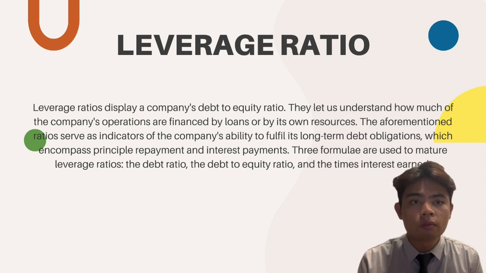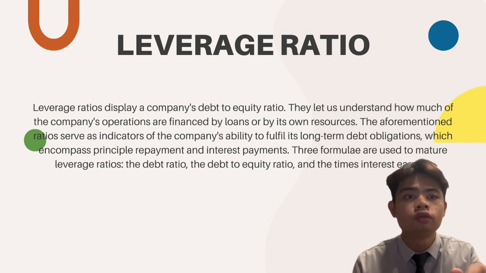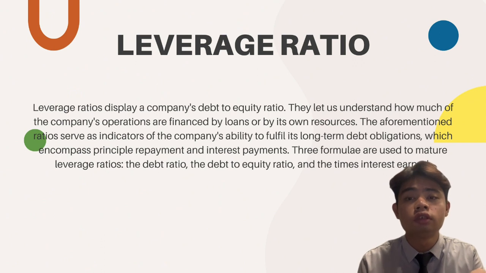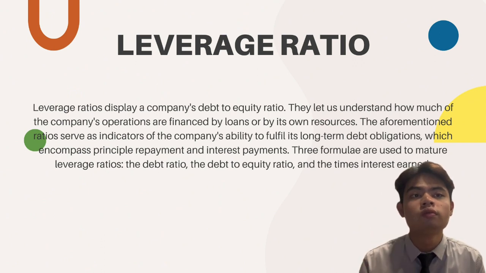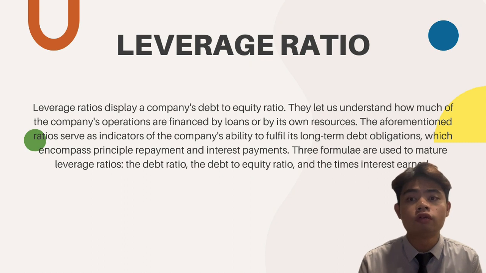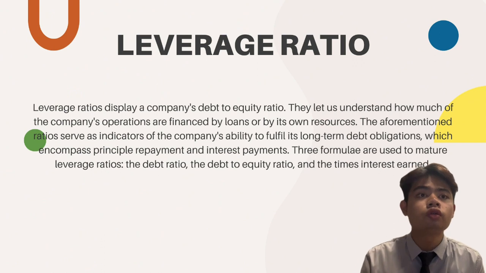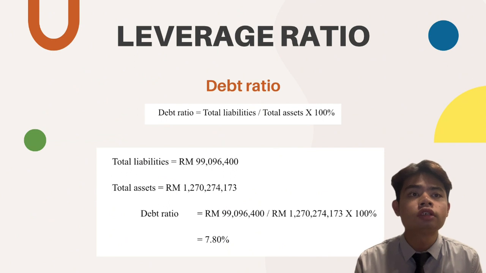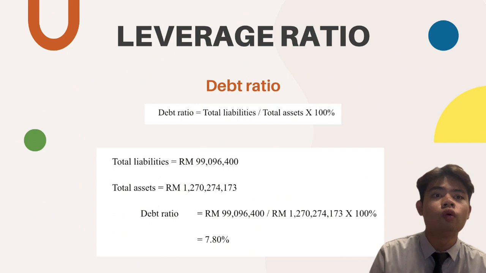So based on the company that we chose, which is Just Resource Berhad, we can find the amounts based on their financial reports, and then we can apply them on the formula to find the specific equations that we want. So the first one is the debt ratio. The debt ratio is total liabilities divided by total assets, times 100%.